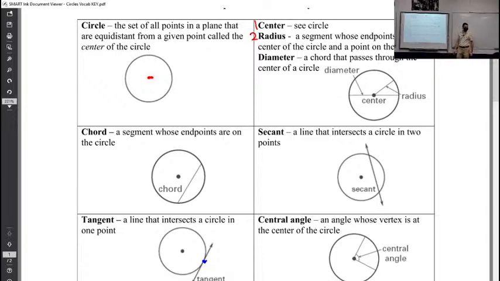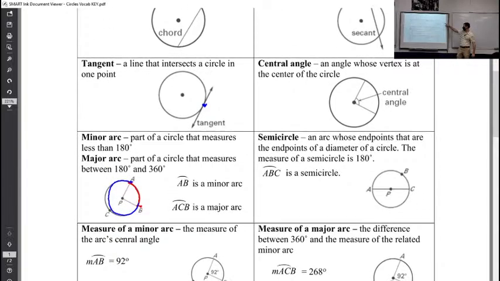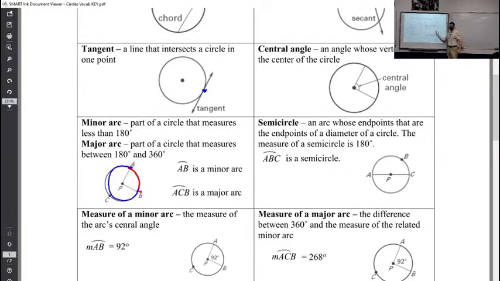Central angle is an angle in the center. Halfway around a circle would be called a semicircle. And we have 2 different types of arcs. We have a major arc, which is more than halfway around, measures more than 180 degrees. And we have a minor arc, which is less than halfway around, measures less than 180 degrees. For a major arc, we're going to use 3 letters to say that we want to go the long way around. It's kind of like the difference between an acute angle and an obtuse angle. We have a cutoff and we're measuring bigger or smaller than that. All right, questions so far?